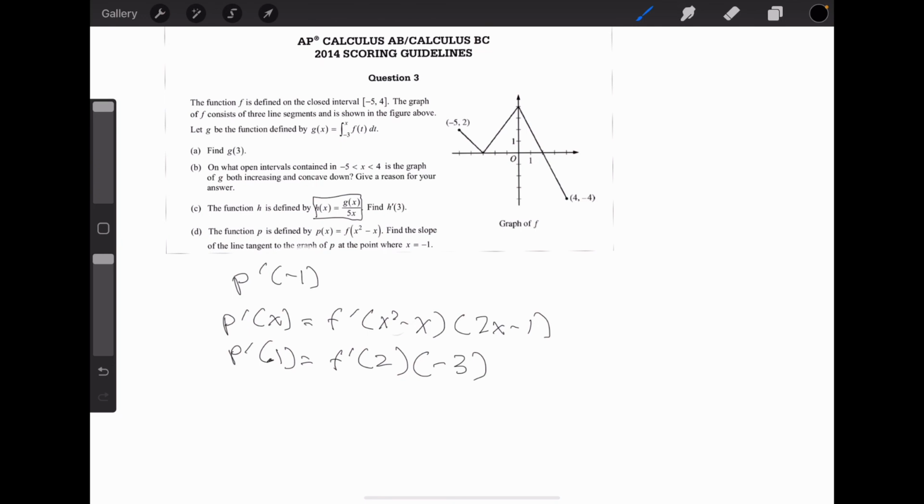Okay, so what is f prime of 2? Well, f prime of 2 is just the slope at 2, right? Because it's the derivative. And we already figured out that the slope of this straight line in the first problem was -2. So we can replace this with -2 times -3, and your final answer for p prime of -1 is 6.